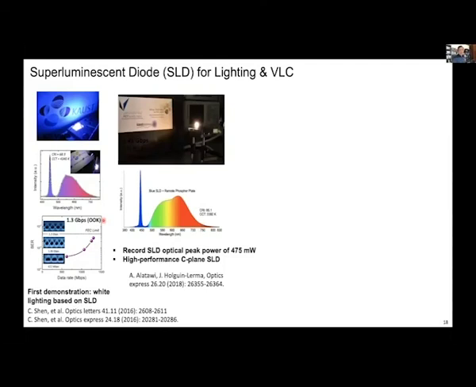Back in 2016 or so, we reported an SLD at blue color that gave us about 1.3 gigabits per second, again by using a very simple OOK method. And the power in this case is relatively low, less than about 100 milliwatts or so.